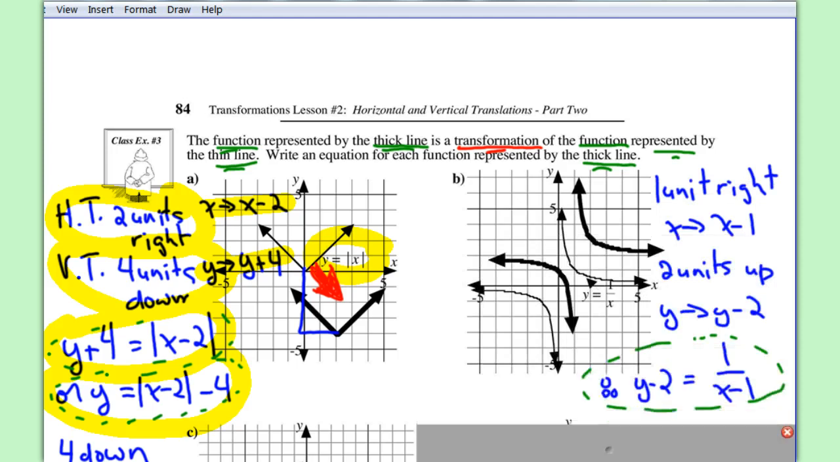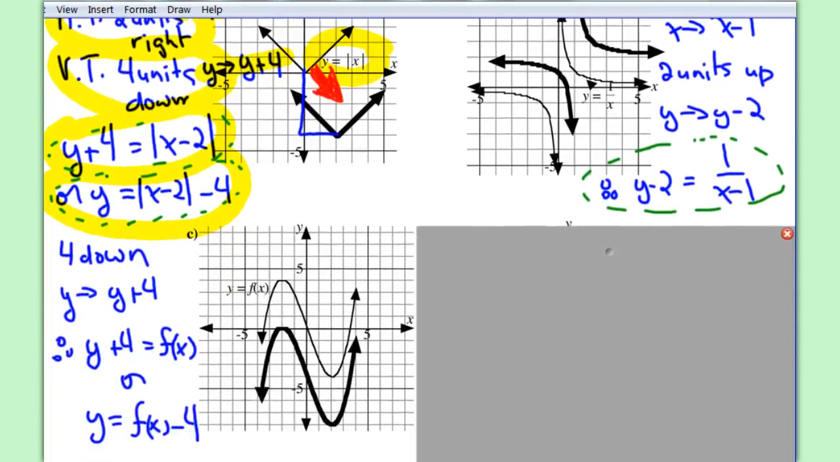Now we look at this graph. Haven't really done much with a reciprocal graph, but clearly the black line is moved right 1 and 2 units up. That would replace x with x minus 1 and y with y minus 2. Therefore, one possible equation would be y minus 2 equals 1 over x minus 1. C.